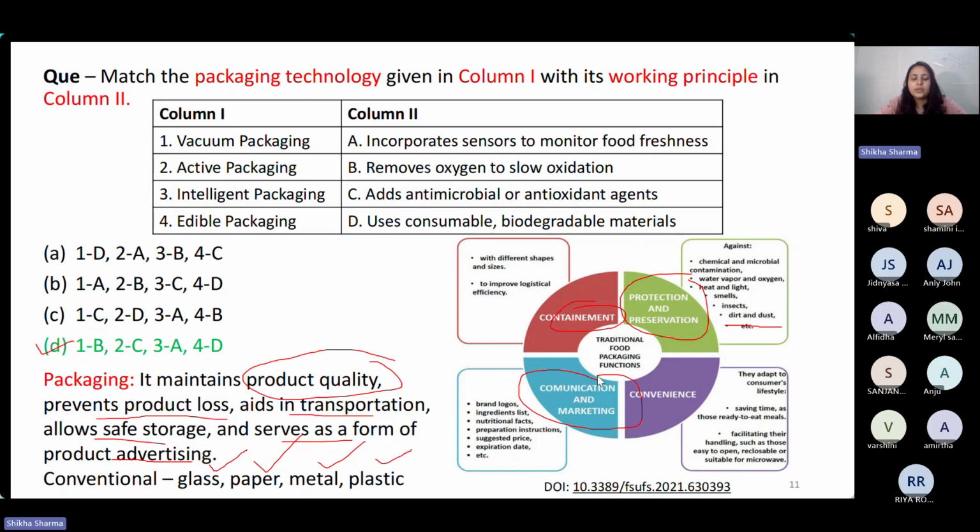So we can see many things on the label or the packet of the food. We have the brand logos, the ingredient list, nutritional facts, many other things, and it provides convenience to the consumer. So it basically saves time because we can get ready to eat meals within these packaged food products. And some packaging materials are microwavable also, so it provides very good convenience to the customer.